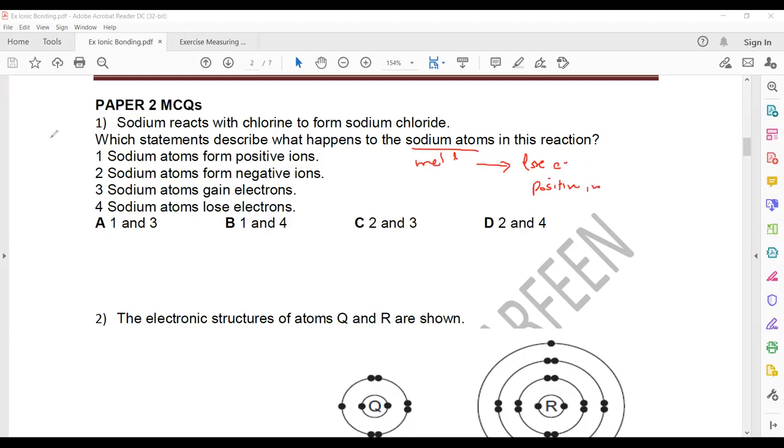So statement 1, that sodium atoms form a positive ion, and statement 4, that the sodium atom loses electrons, both are correct. So what could be the right answer? B will be the right answer for this.